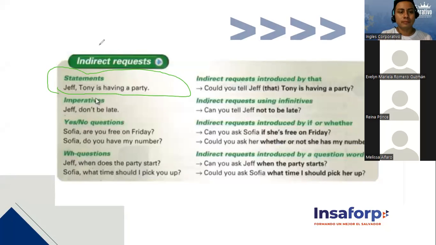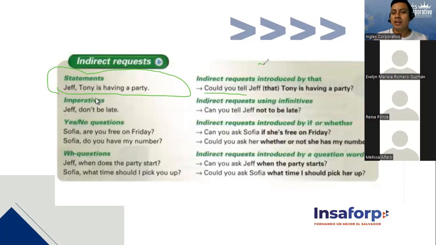Tony is having a party. Thank you. So Tony is having a party. So the big question is, how do we make it indirect? This is the way we need to use one structure. Could you tell, right? Could you tell? And then the same sentence. Could you tell Jeff, Tony is having a party?